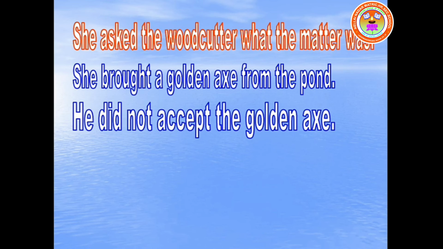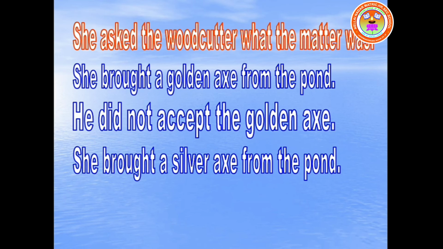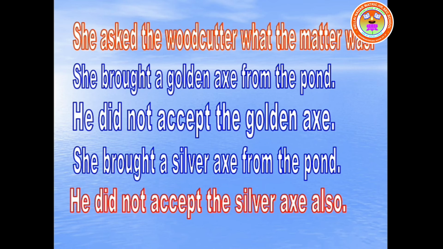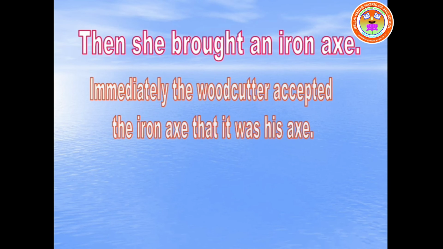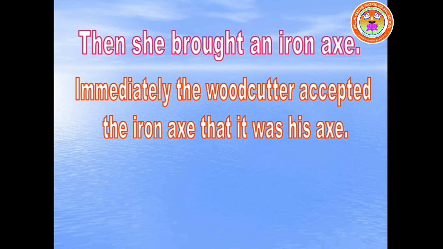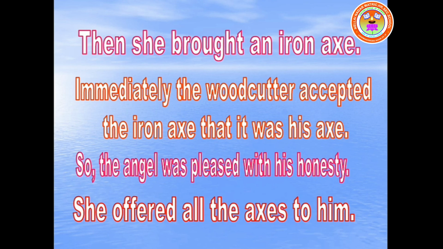He did not accept the golden axe. Next, she brought a silver axe from the pond. He did not accept the silver axe also. Then she brought an iron axe. Immediately the woodcutter accepted the iron axe, that it was his axe. So the angel was pleased with his honesty. She offered all the axes to him. That's all the points over.